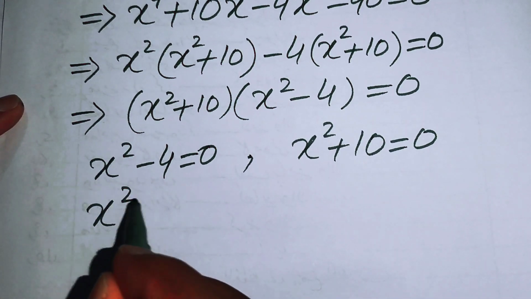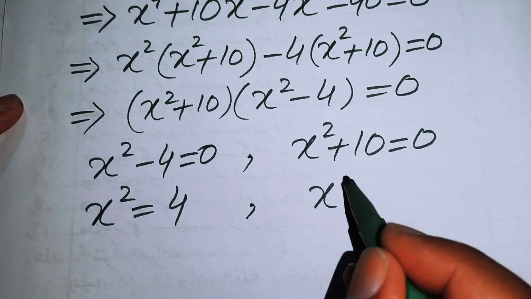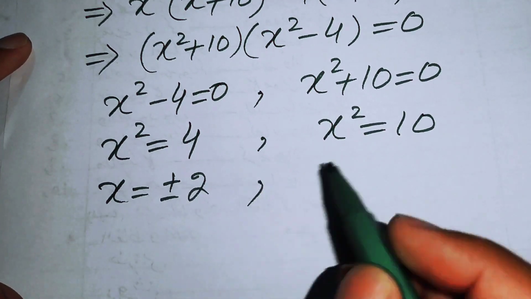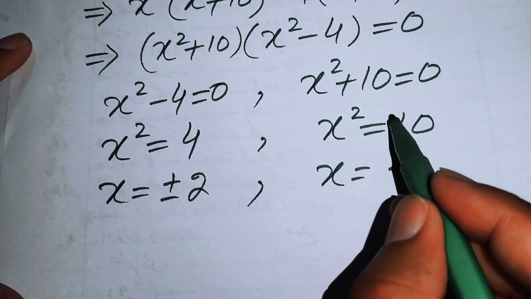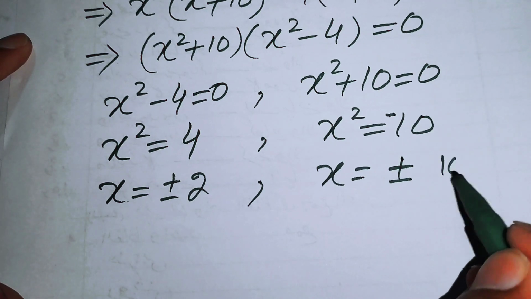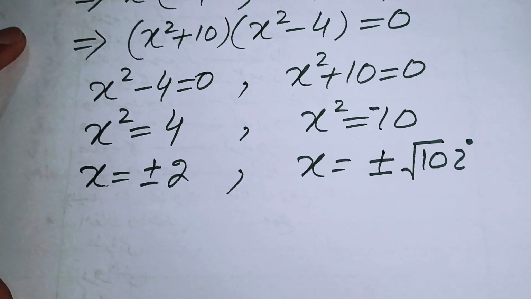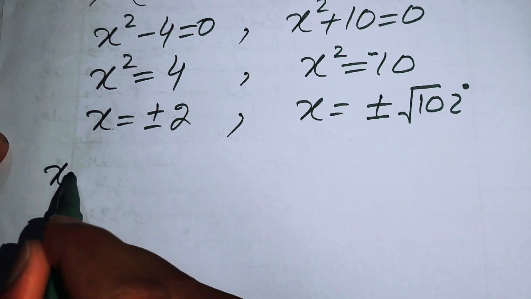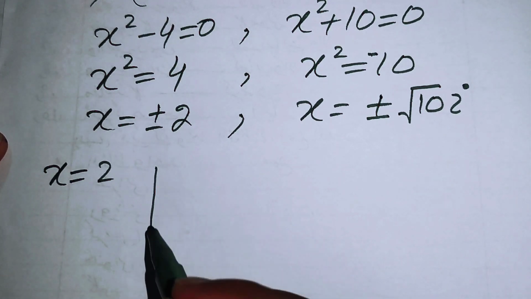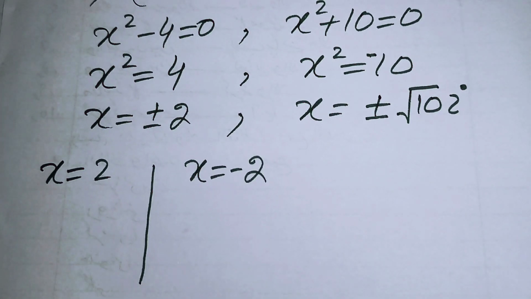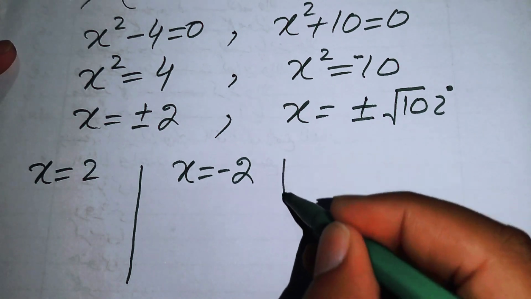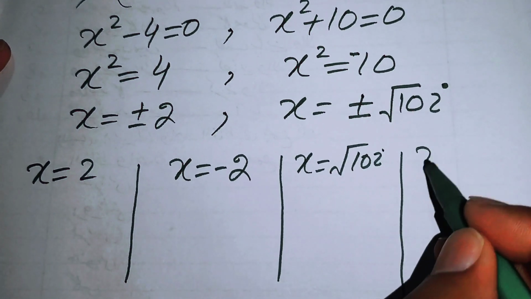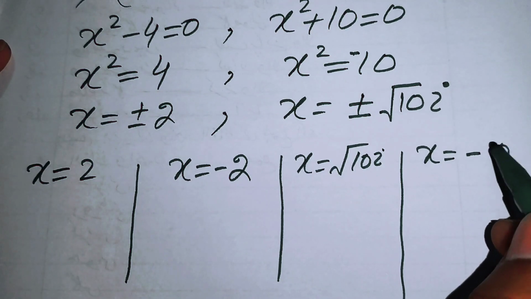So after this step we can just find the values of x in both of the cases. In this case you get x² is equal to 4, and in this case you get x² is equal to minus 10. So here we get x is equal to plus minus 2, and here you get x is equal to plus minus square root of 10 iota, because this is minus 10. And now we back substitute the values of x, and here I can write that these two cases are x is equal to 2 and x is equal to minus 2, and the other two cases are x is equal to square root of 10 iota, and x is equal to minus square root of 10 iota.